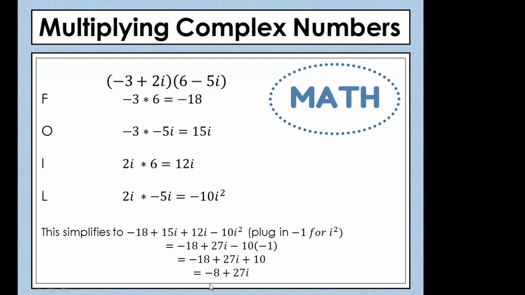Remember that you have to put the real part in front, so -8 represents the real part, 27 represents the imaginary part, so it has to be written in this form to be in the correct form. And that's it. You've multiplied two complex binomials.